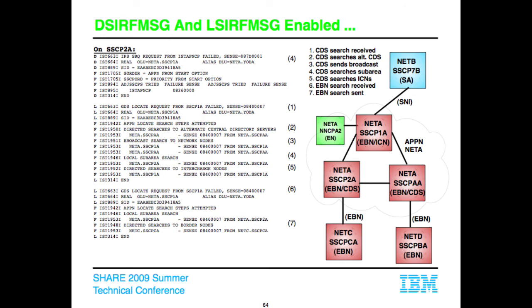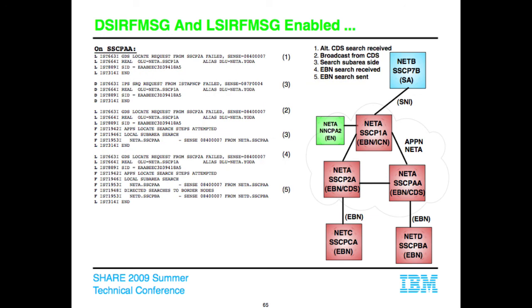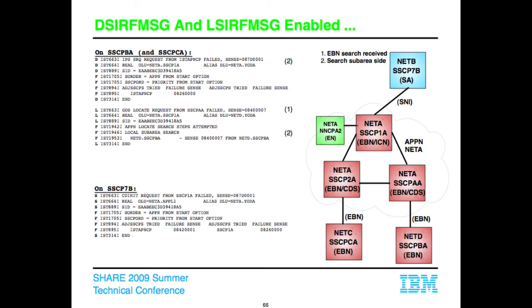So you can see that NetC got the search. You can see on AA that he got the alternate CD server search in. He saw the broadcast search also. And when the EBN search came into AA, he was allowed to search down to Bakerable. So you get to see that all these guys did it. The bottom line is, on this, even on Bakerable and Charlieable, these two guys down here, when the search comes in and flips over to the subarea side of the node, you actually get searches saying, guess what, the subarea side failed also.